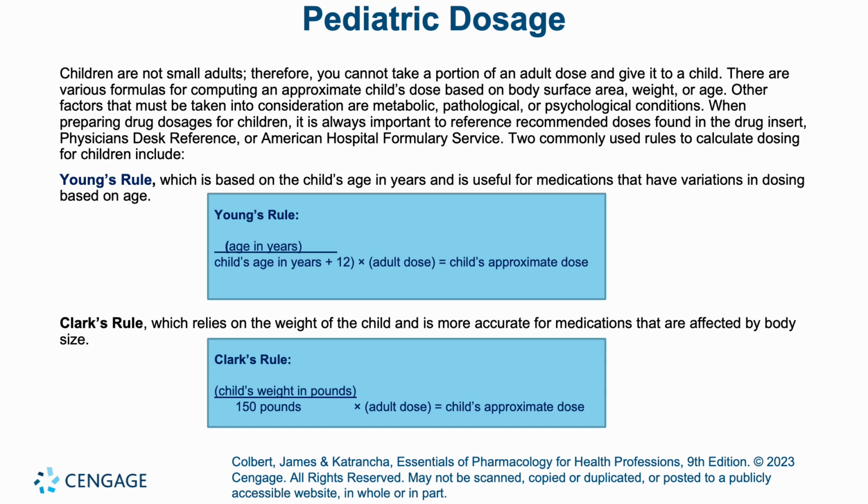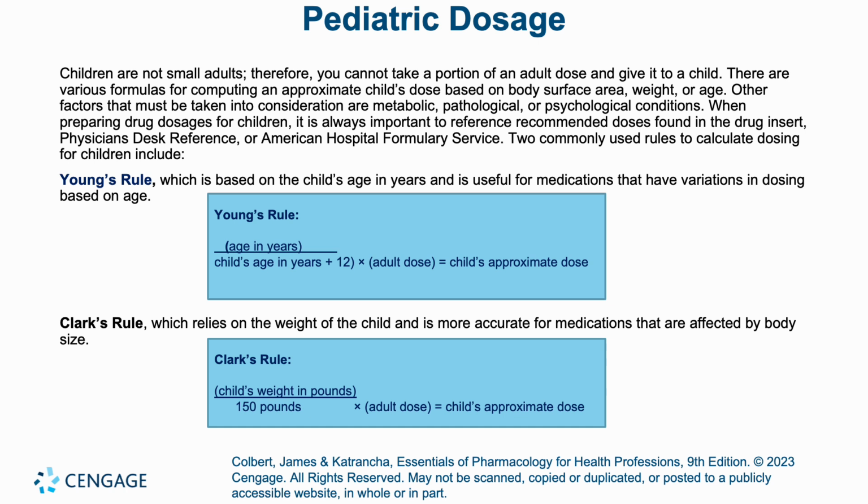There are various formulas for computing an approximate child's dose based on body surface area, weight, and age. Other factors that must be taken into consideration are metabolic, pathological, or psychological conditions. When preparing drug dosages for children, it's important to reference recommended doses found in the drug insert, Physician's Desk Reference, or American Hospital Formulary Service.